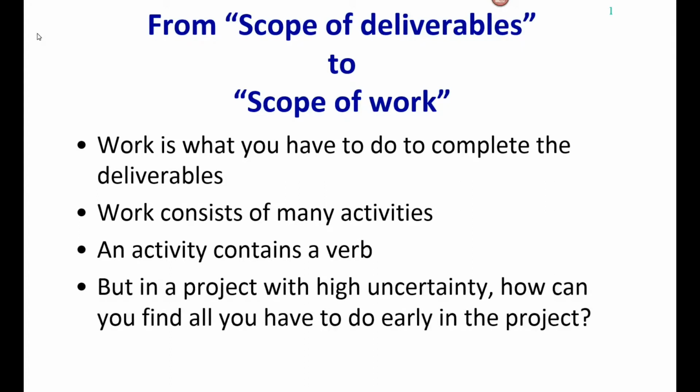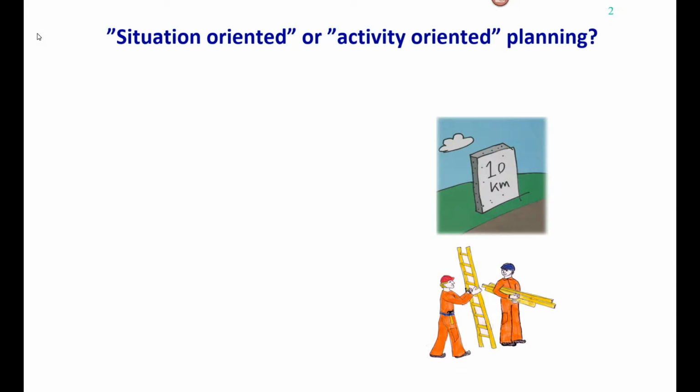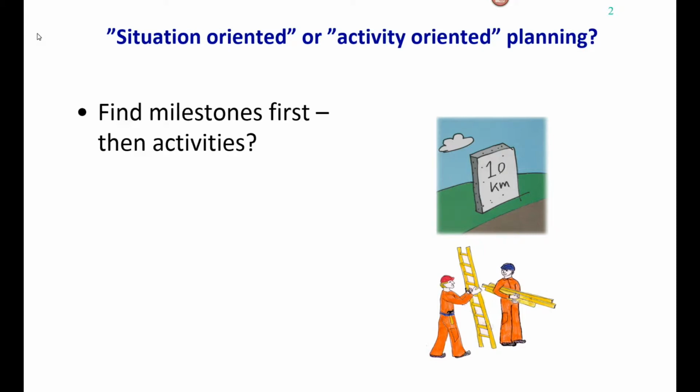But in a project with high uncertainty, how can you find all you have to do early on in the project? Well, that's almost impossible. So we talk about two different kinds of project planning. One is called situation-oriented, the other is called activity-oriented. Let's take a look at the difference between the two. In the situation-oriented planning, we first find what we call milestones, and then we find activities.